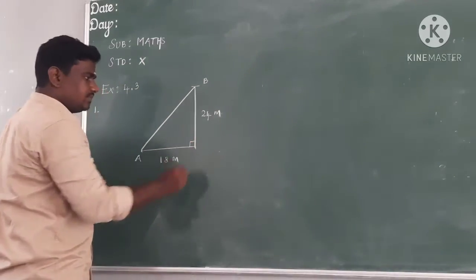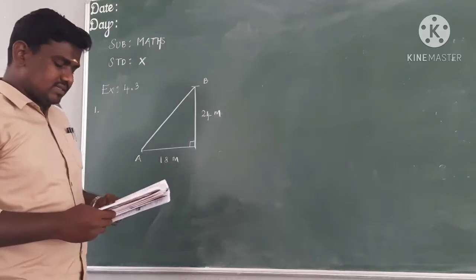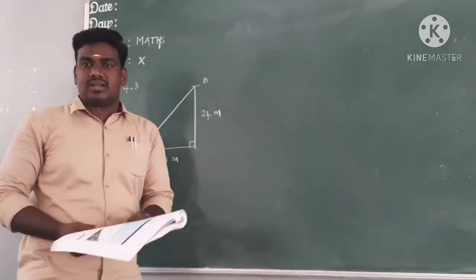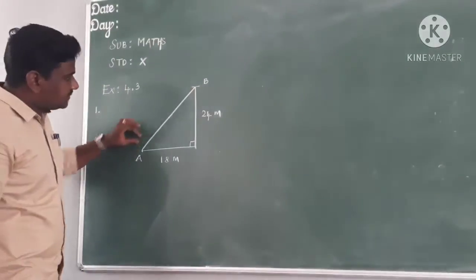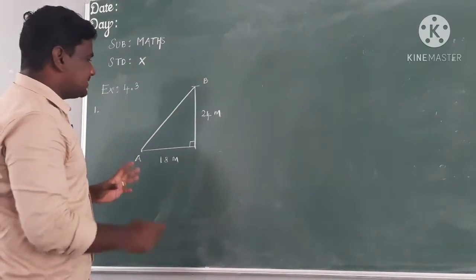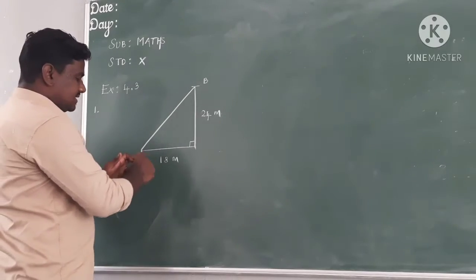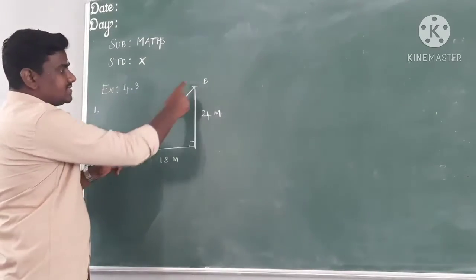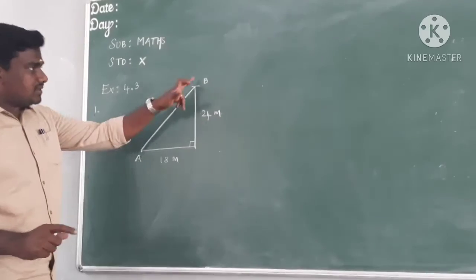It is 90 degree. Okay. The question is, find the distance of his current position from the starting point. This is the starting point. This is the current position. So if you are going to find the distance, you should find the distance between A to B. This is the shortest distance.